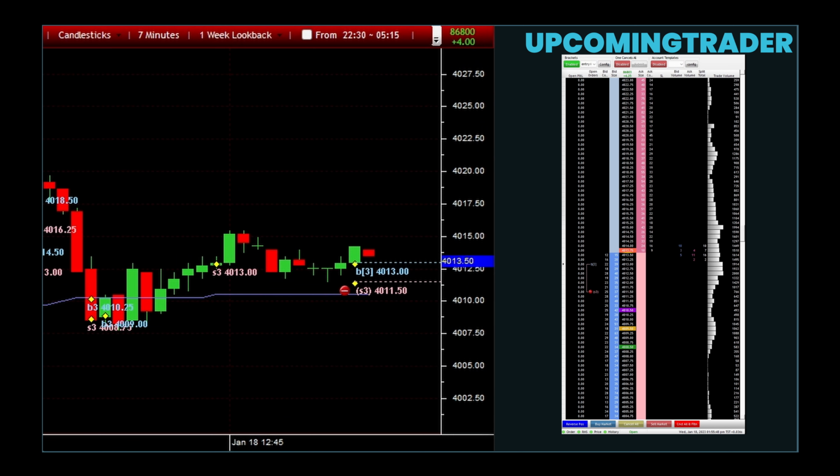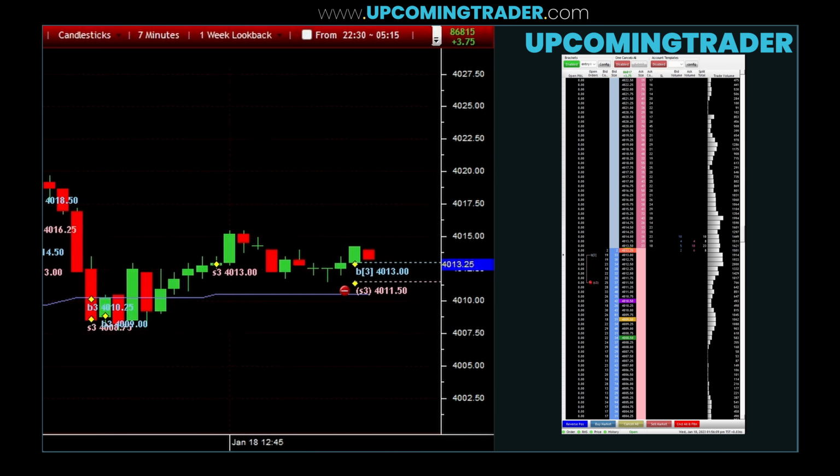Another strategy is to trade within the value area when the market is moving sideways. If the market is ranging, the price tends to move back and forth between the value area high and the value area low. You could buy near the low and sell near the high, or do the opposite. This is often called range trading.